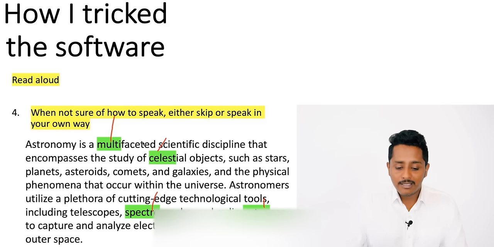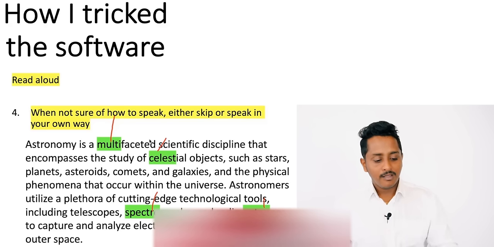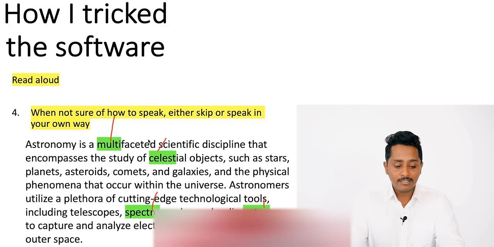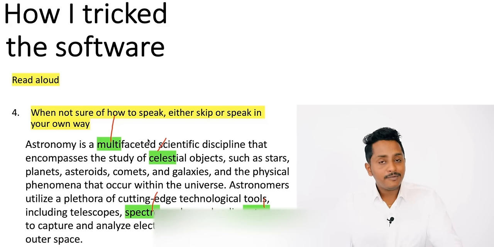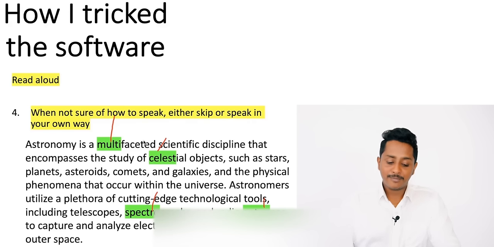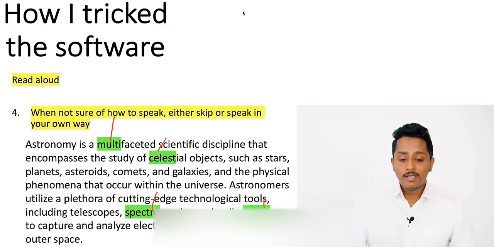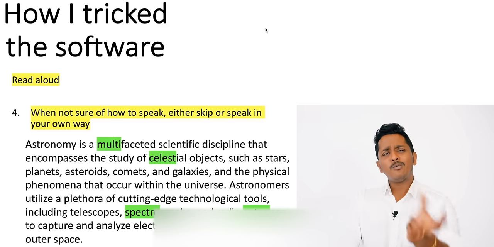Astronomy is a multi-scientific discipline. Now you don't get marks. After multi, you're giving unwanted pause. Astronomy is a multi-scientific discipline that encompasses the study of celeste objects such as stars, planets, astronauts, comets and galaxies, and the physical phenomena that occur within the universe. Astronomers utilize a plethora of tools, including telescopes, spectro and radio antennae, to capture and analyze electromagnetic radiation from outer space.